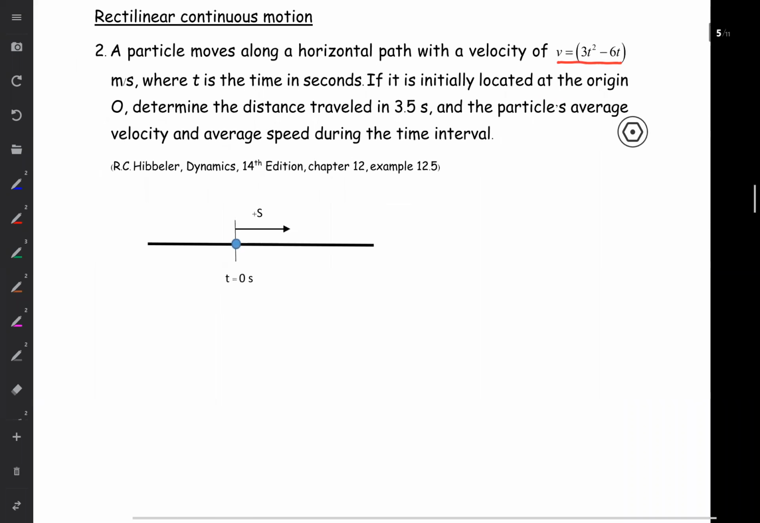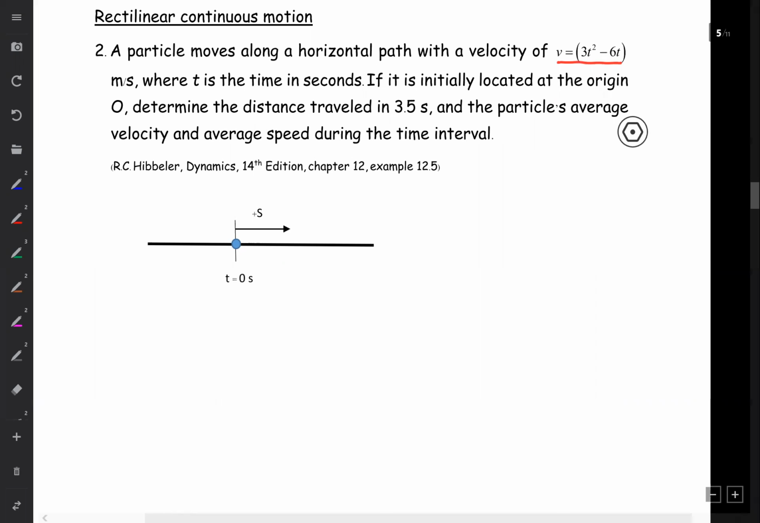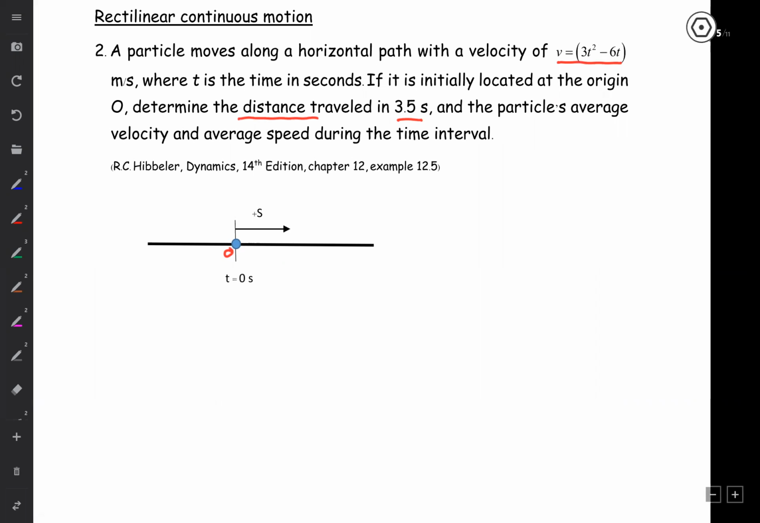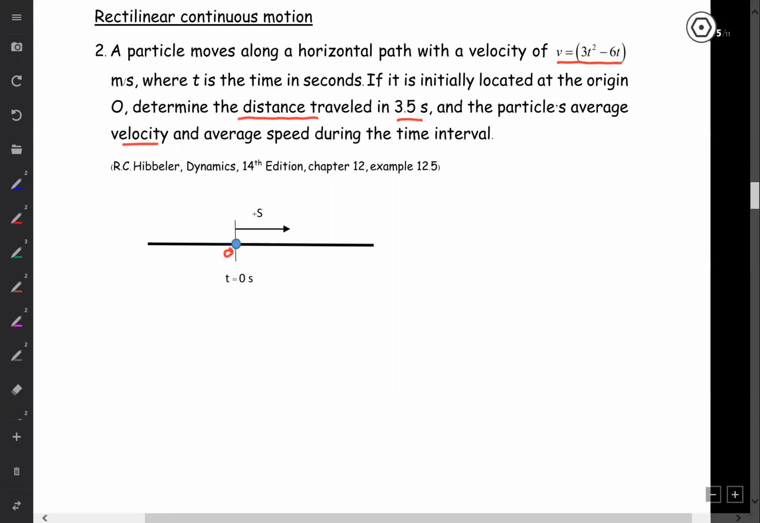If it is initially located at the origin point O, determine the distance traveled in 3.5 seconds. And the second question is the particle's average velocity and average speed. Okay, so we have three questions.